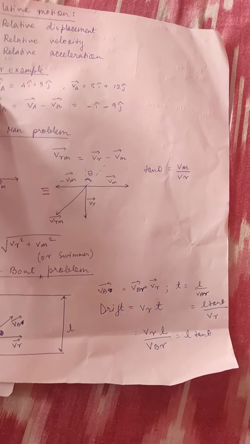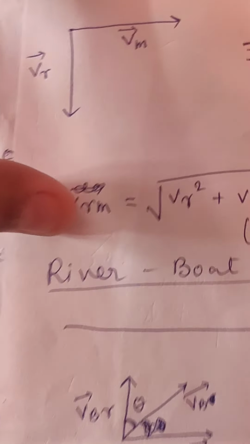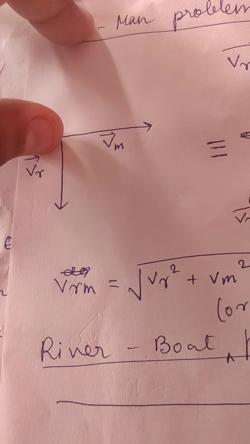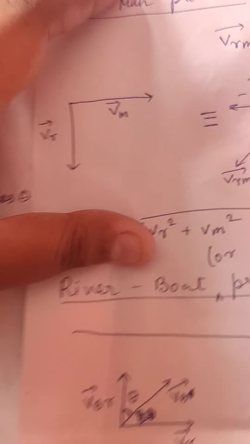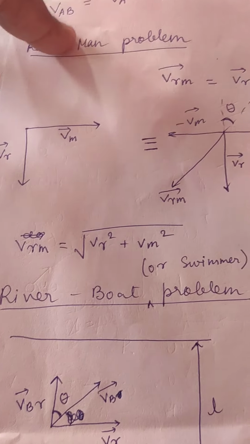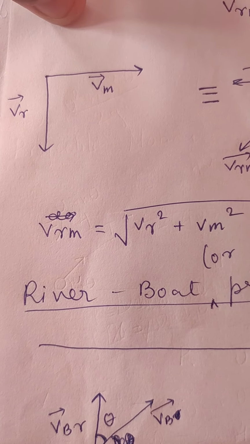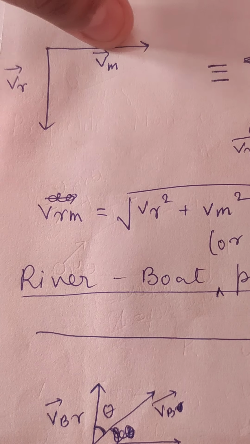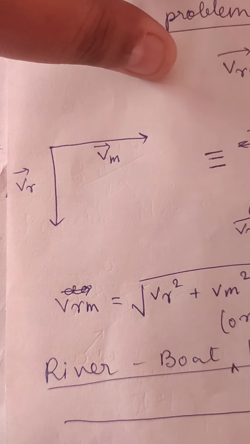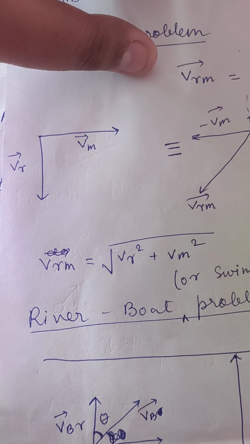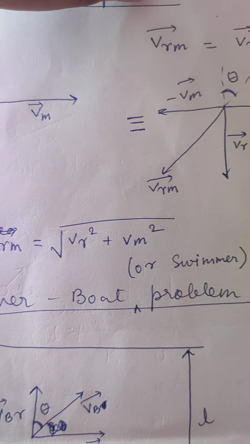So special cases of this relative motion are the rain-man problem and the river-boat problem. Rain-man problem: see this figure. This is Vm, that is velocity of man. Man is moving in this direction, and Vr, that is velocity of rain, is downward. Now, when a man moves in a raining season, he sees that the rain is falling on him at a certain angle, right? So he needs to slant the umbrella at that angle so that he does not get wet.